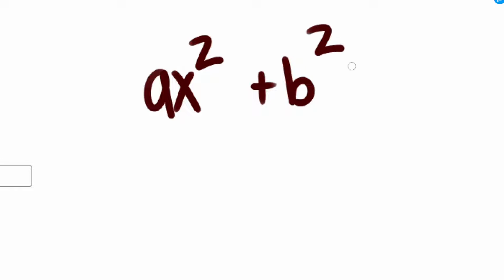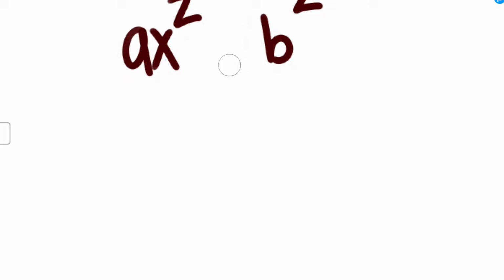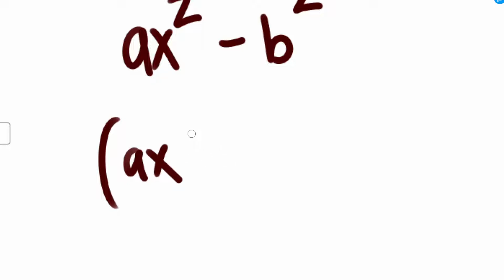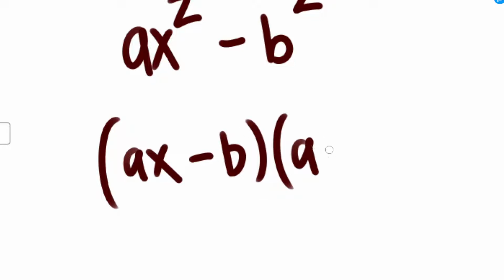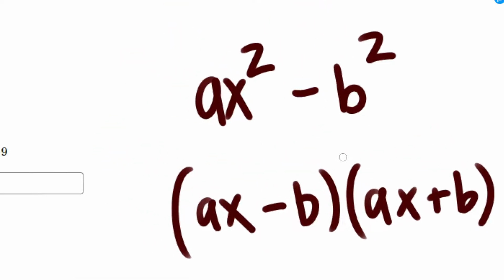If we have something like ax squared plus b squared, then, no, it should be minus, my bad. Minus b squared, then your factored form will be ax minus b and ax plus b. And the a would be squared too.